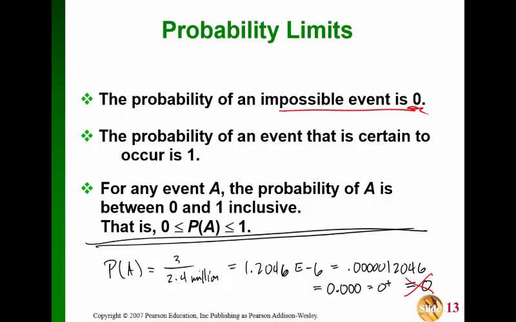A probability of 1 is an event that is certain to happen. Give me an example of an event that's certain to happen. Your birthday will be on the same day every year. That's going to happen, definitely. Okay?